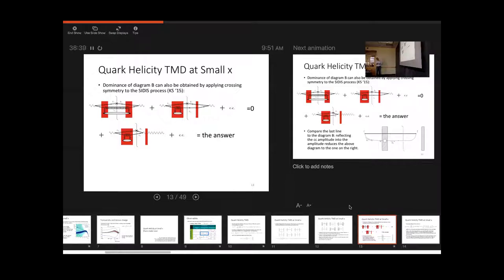Exactly. No, just that one is a cut diagram, the other one is not. So I'm expecting... what do you mean? They're all cut, and you're summing them to zero. Oh, you're saying this one is cut. This is not, right? Yeah. Exactly. They still cancel. So they cancel each other, not separately.